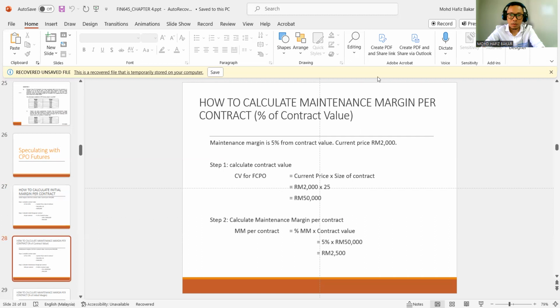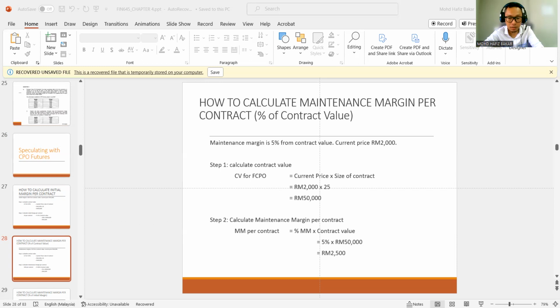Alright, next slide. How to calculate maintenance margin per contract. So let's see what the maintenance margin is. Maintenance margin is the minimum amount to be maintained by an investor throughout the life of the contract. For example, during the trading they incur a loss, so the amount of loss will be taken from the initial margin in the account, and the balance in your account becomes lesser. That's why you need to have a minimum amount to back up.